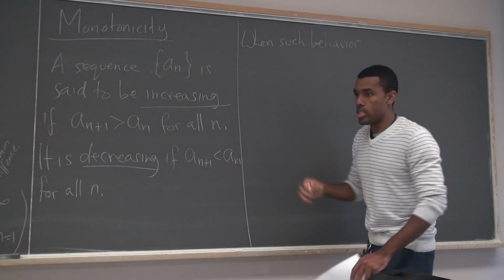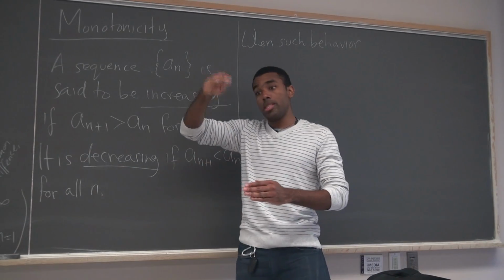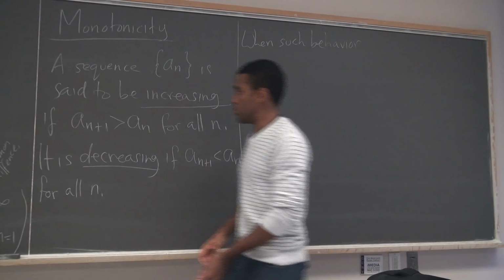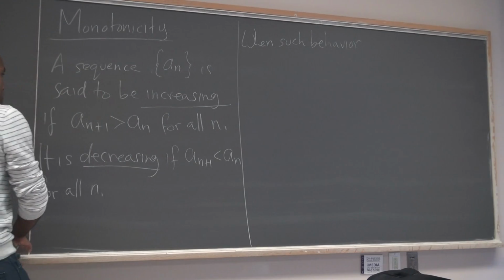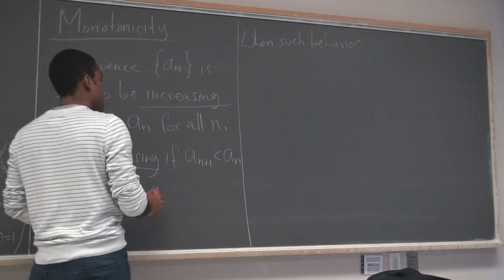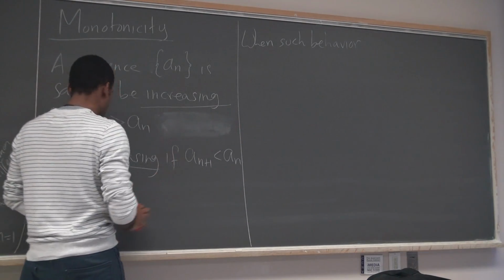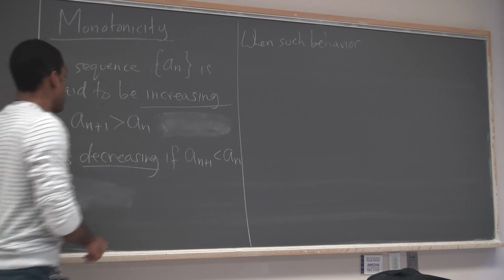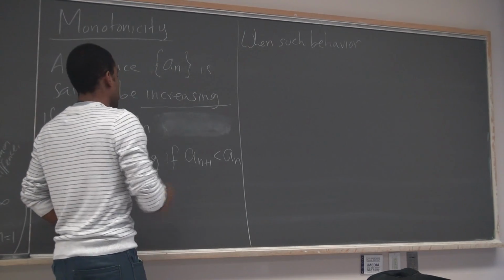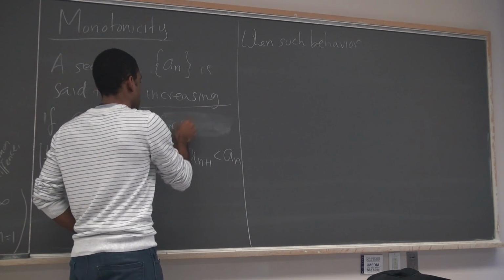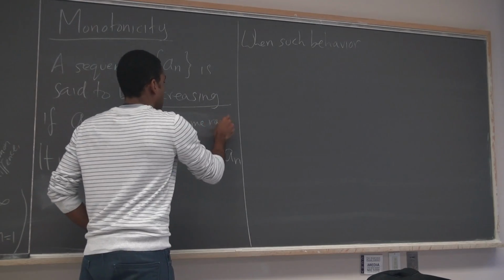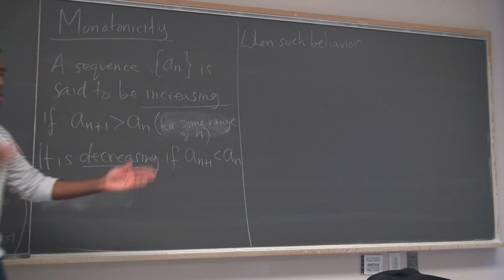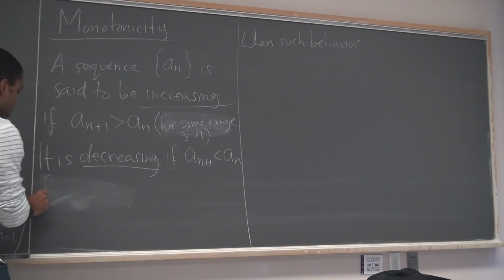Of course, there might be a sequence that changes its behavior. Sometimes it's increasing, sometimes it's decreasing, and so on and so forth. I might not say for all n, maybe for some range of n, because I want to really emphasize the difference between monotonicity. So I can say it's increasing for n between blah and blah, or it's decreasing for some range of n.